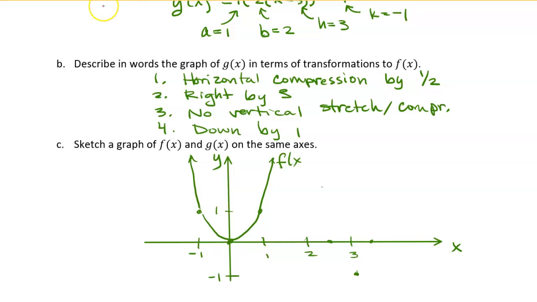Maybe I should draw it in a different color. I'm going to sketch it in. This is a very sketchy sketch, but you get the idea. So we have a function that looks like this. The horizontal compression makes it narrower. It squishes it down in the horizontal direction. We went right by 3, no vertical stretch or compression, and then we went down by 1. All right, so that's that example, and I'll meet you in the next video for the last example.